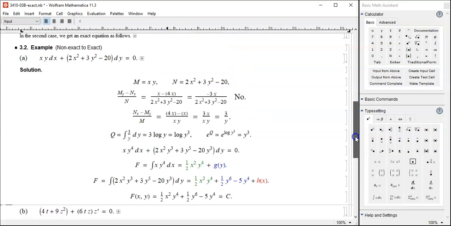Okay, here's the full solution. We have two possibilities, one or the other. This one didn't turn out okay. This one is a function of y only, it checks out. So let's calculate the integrating factor. Antiderivative of this guy, that's capital Q, and e to the Q power, that's the integrating factor. Multiply by that integrating factor and get the new equation. This is exact, so let's go back to the previous method and just follow through. And that's how you get the solution.